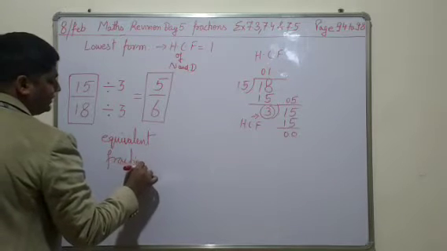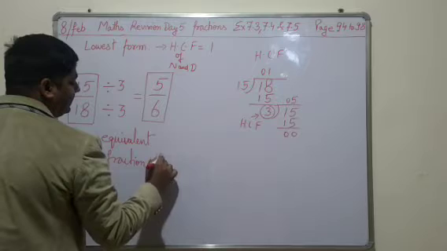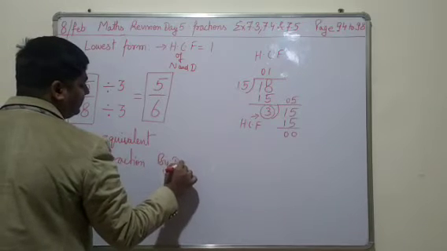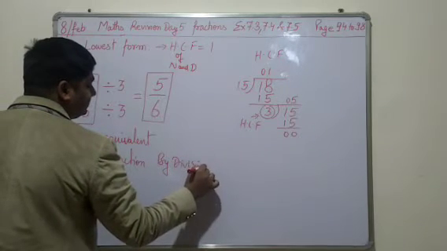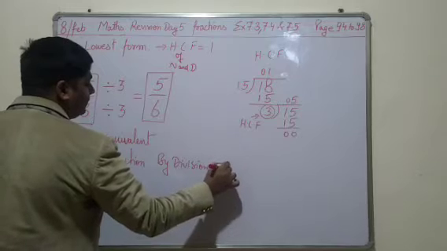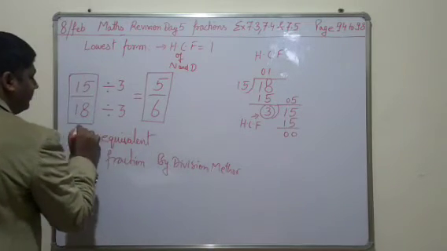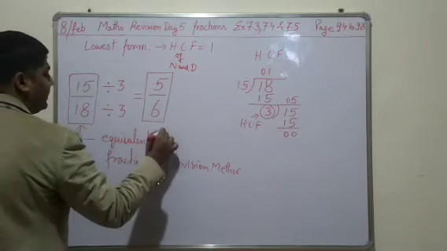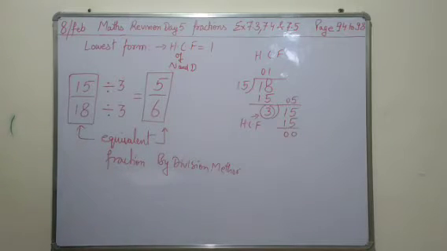And these equivalent fractions are formed by the division method. By multiplication, you already know how we will find them. We will multiply any number in the numerator and denominator, and we get the equivalent fraction by the multiplication method. And this is how we will find the equivalent fraction with the division method. And 5 upon 6 is our lowest term.